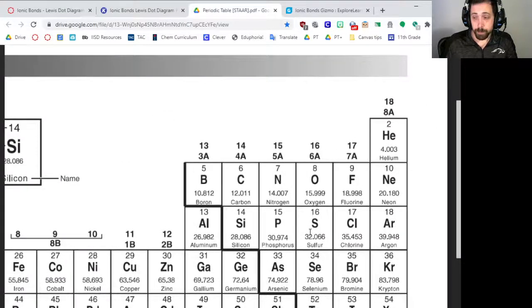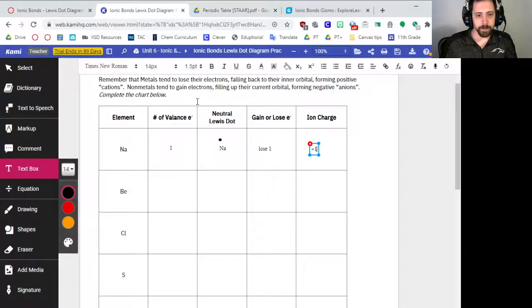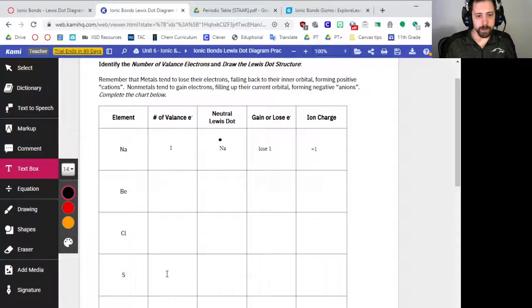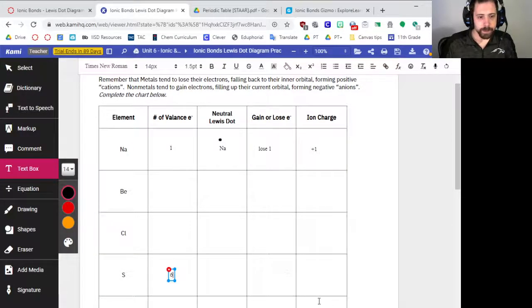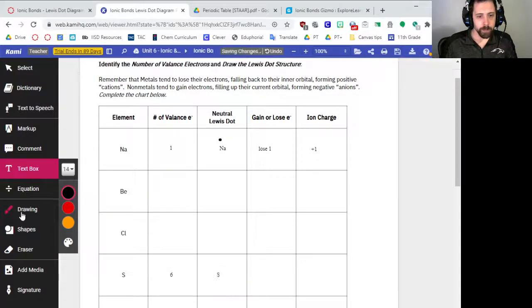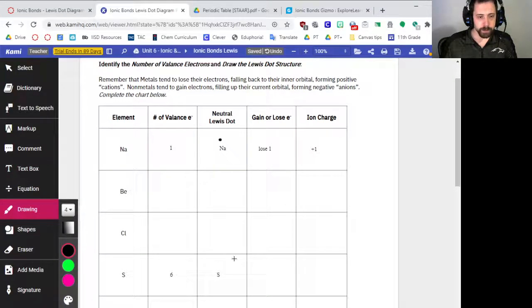Before I tell you, how many valence electrons do you think sulfur has? If you looked up here and you saw 6, you're right. So sulfur has 6 valence electrons. So text box, 6. For our Lewis dot, we need to put that capital S right in the middle there. I'm going to grab my dots, still set at 4, so that's good. And I need 6 dots on here.